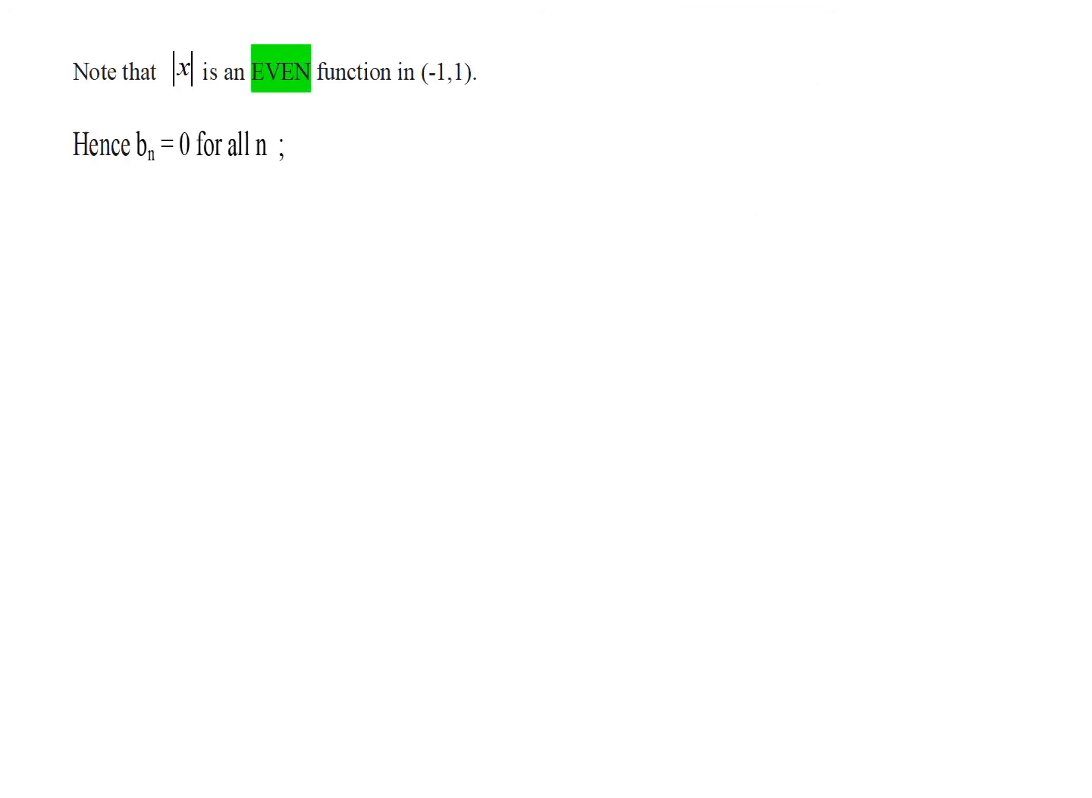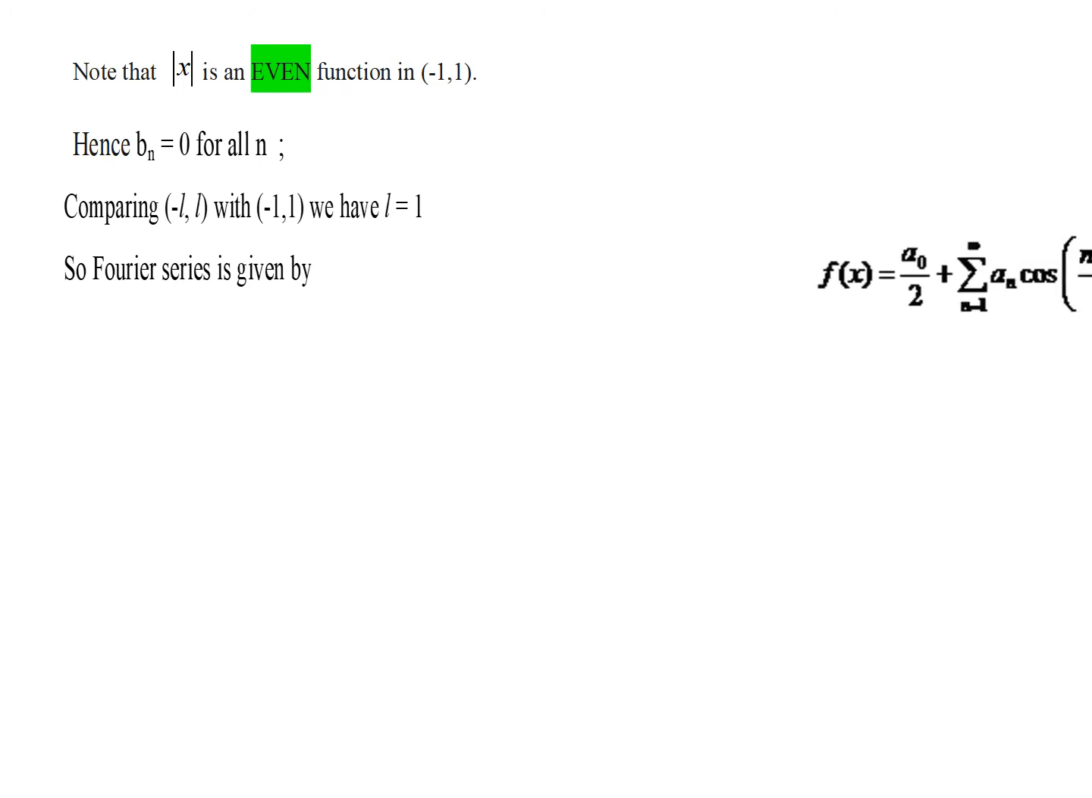When we observe this particular function mod x, it is an even function. So for an even function, what we learned, bn will be 0 for all n. And the formulas for a0 and an also will be a little bit different here. You remember that. Now comparing the interval minus L to L with minus 1 to 1, here specifically we have the value of L as 1.